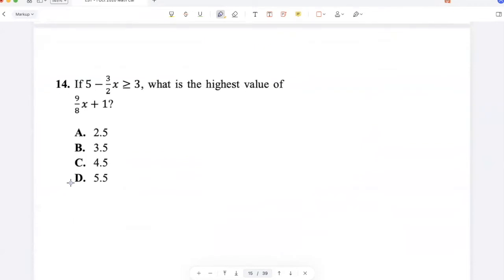If this is true, what is the highest value of this? Okay, so 5 minus 3 by 2x is greater than or equal to 3. So minus 3 by 2x is greater than or equal to minus 2. So 3 by 2x is less than or equal to 2.